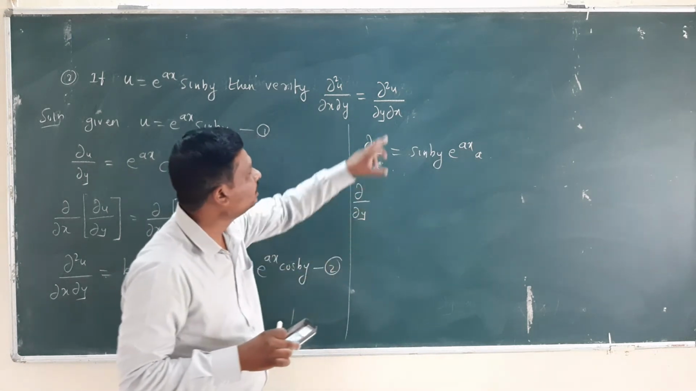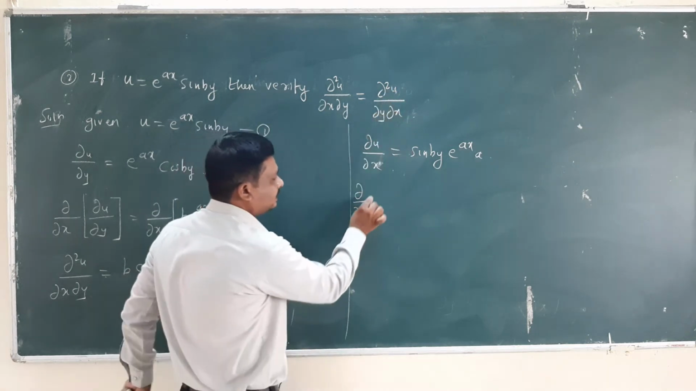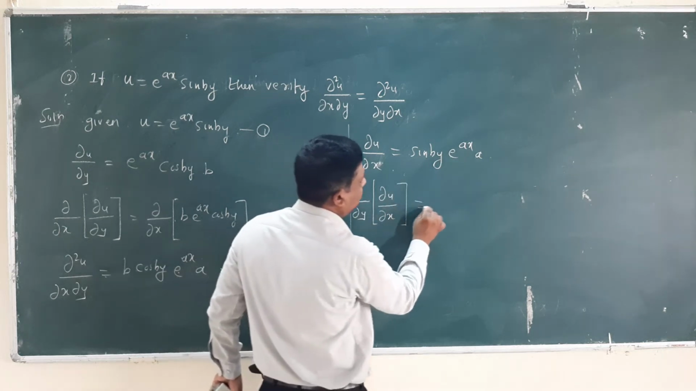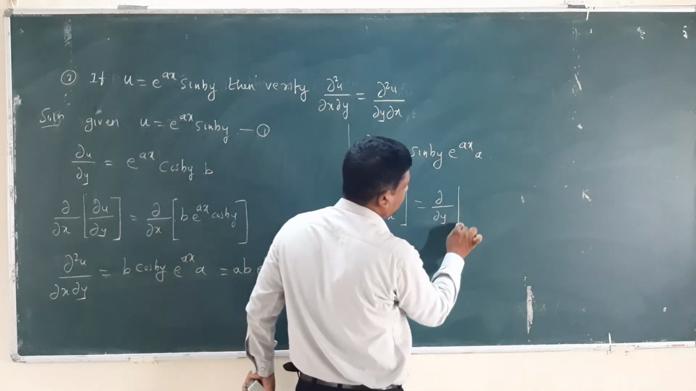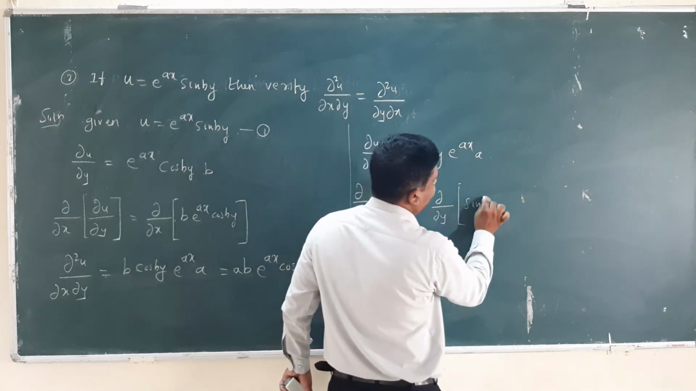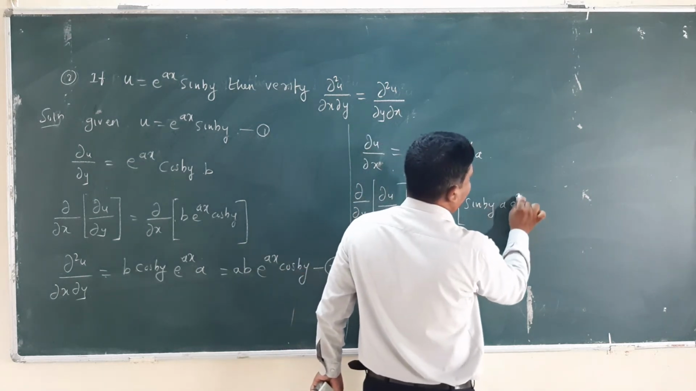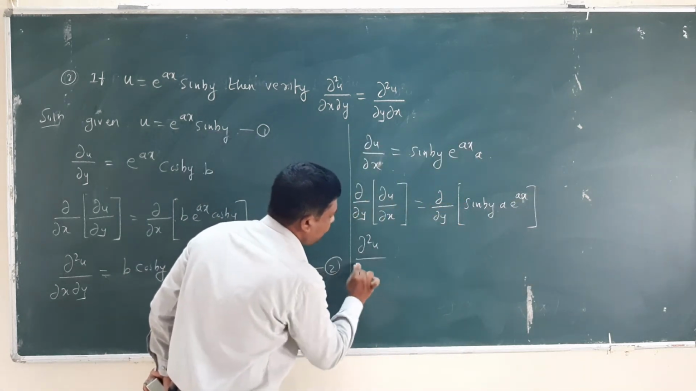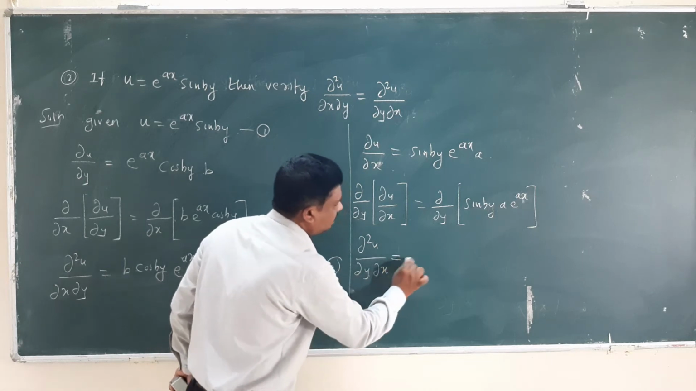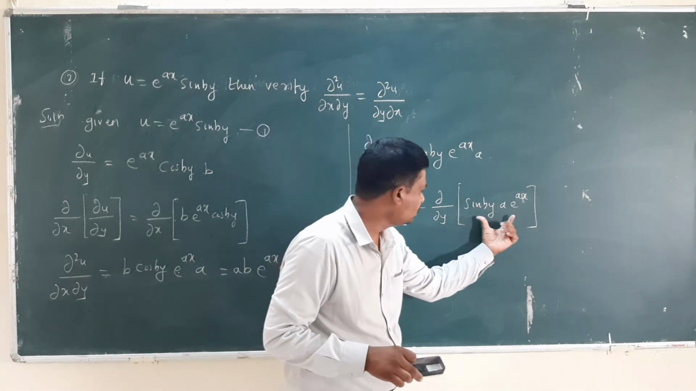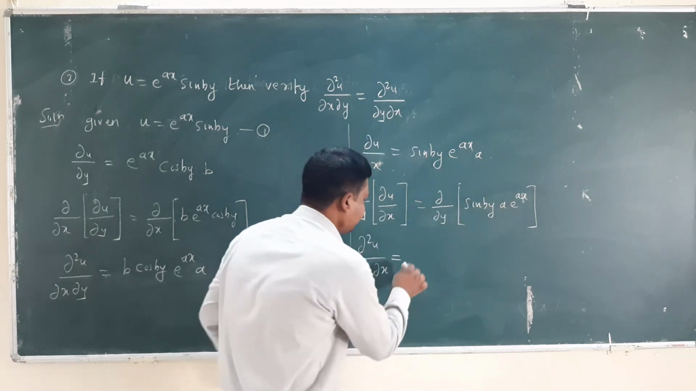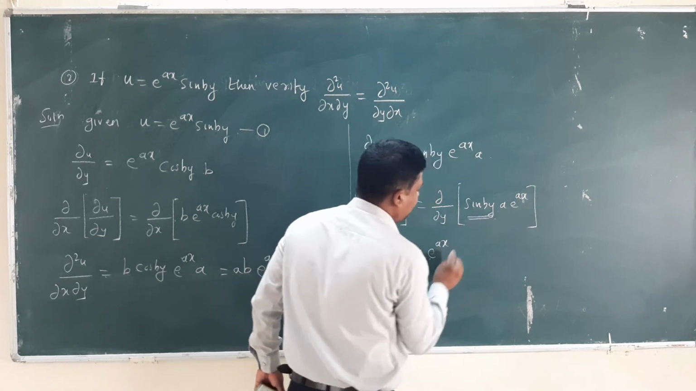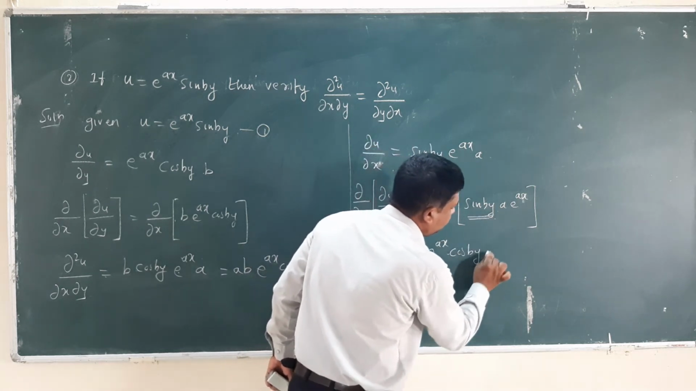Now I will differentiate, dou square u upon dou y into dou x like this. Dou of dou y, dou u upon dou x. So here also dou of dou y of sin by a e to the power of ax. So this is dou square u upon dou y into dou x, which is equal to, now I will differentiate this one with respect to y, taking x as constant. Here a is constant, e to the power of ax is constant, derivative of sin by is cos by into b.